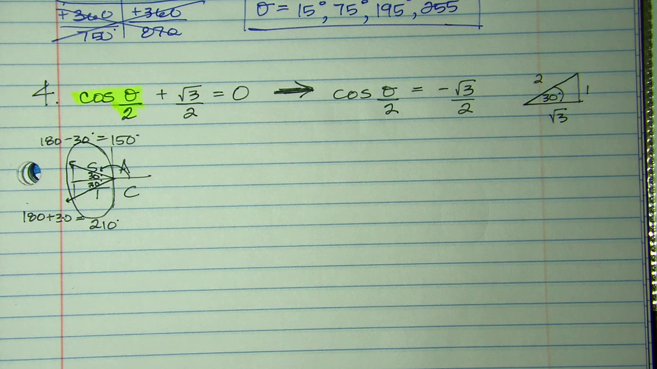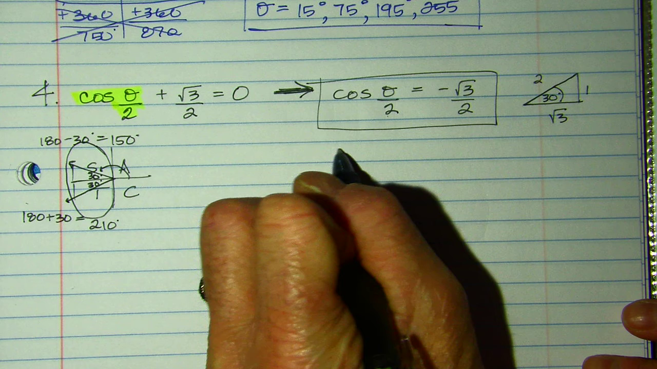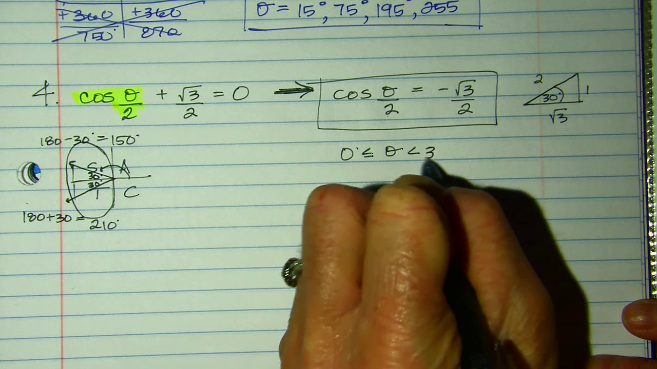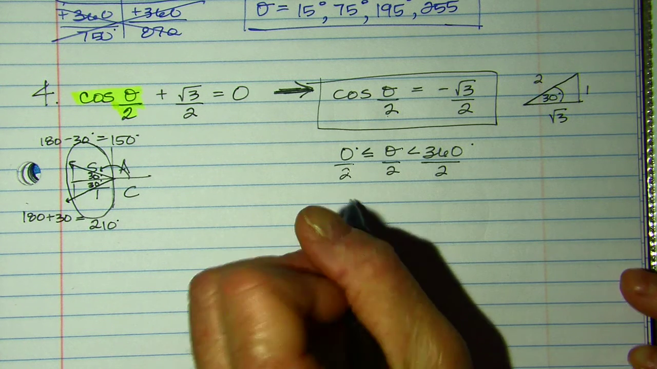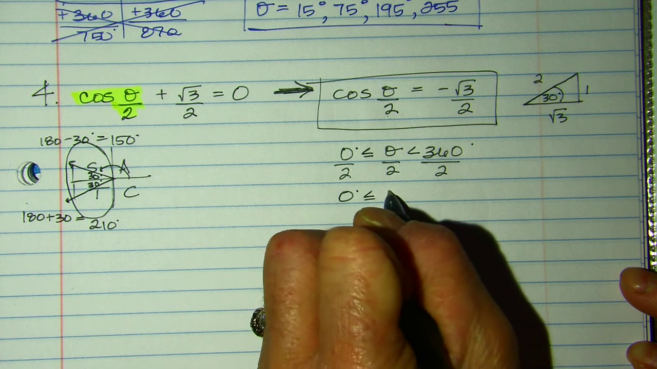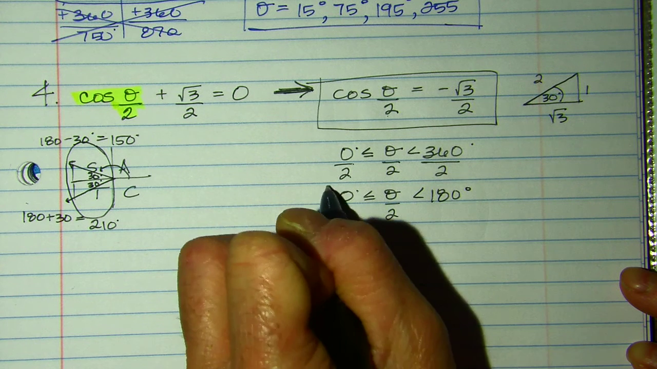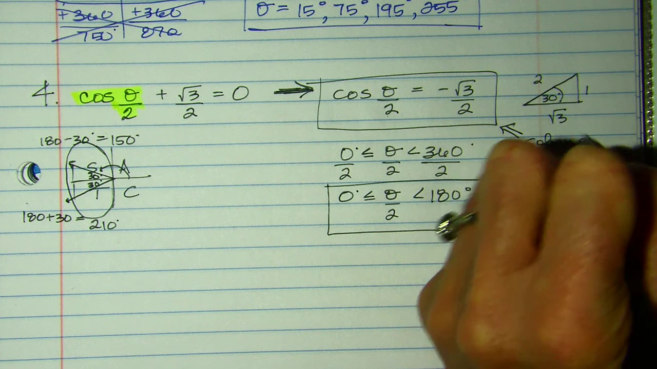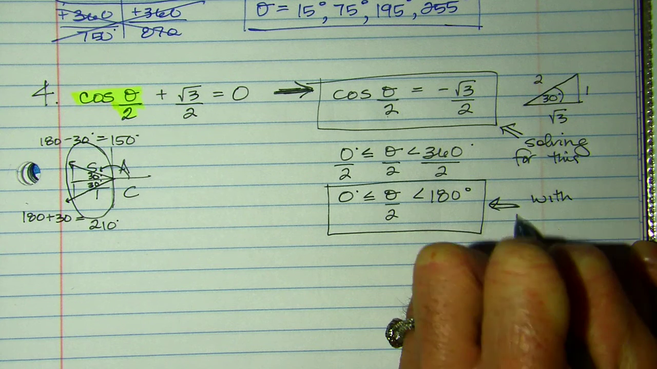Now, this is where it gets interesting. If this is what I'm solving for, let's talk about theta. 0 degrees is less than or equal to theta, which is less than 360, but I'm dividing everything by 2. So I have 0 degrees is less than or equal to theta over 2, which is less than 180 degrees. So this is the domain. I'm solving for this with this domain.